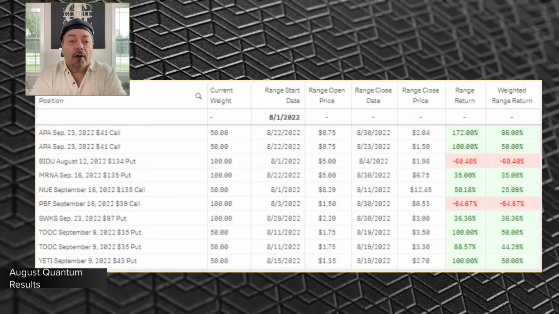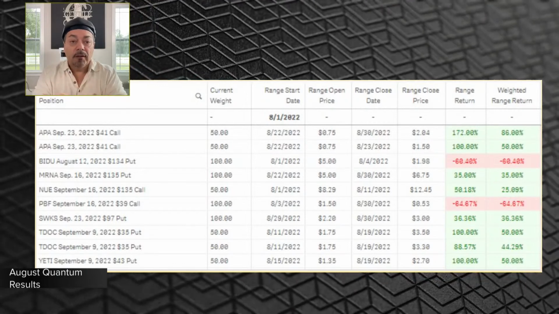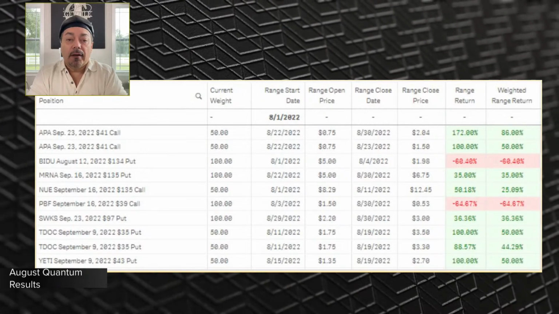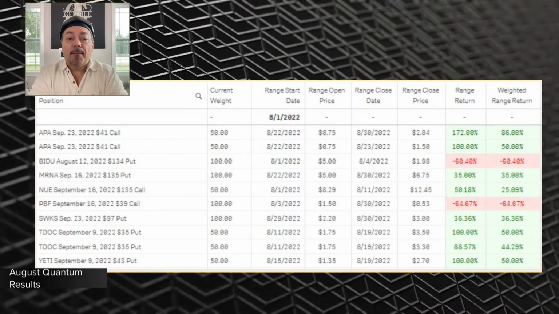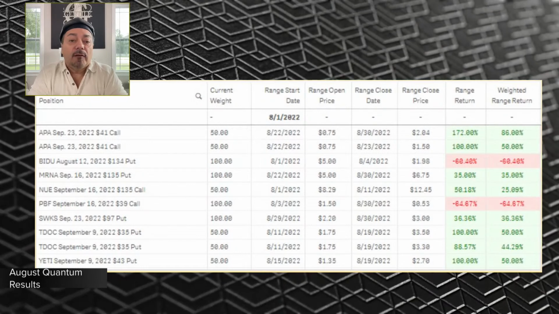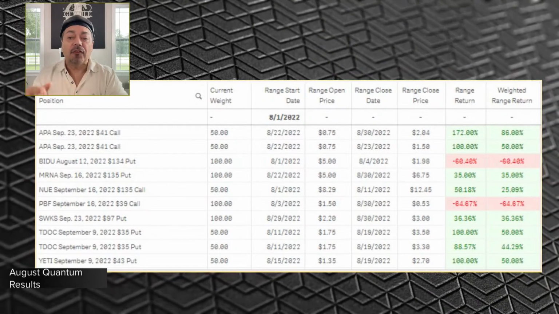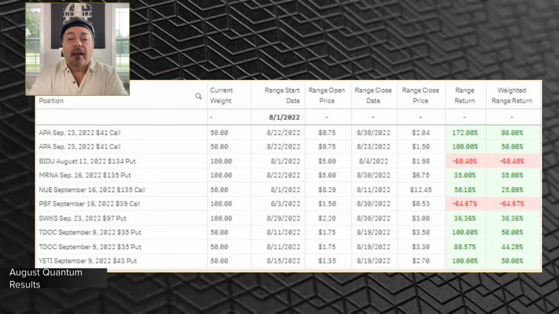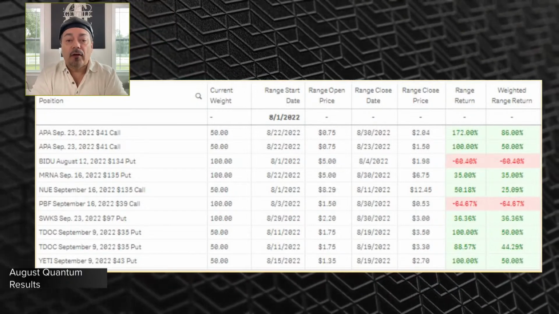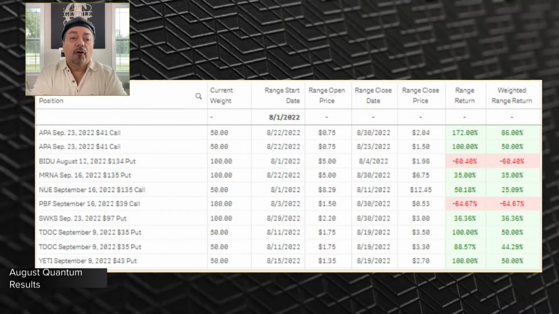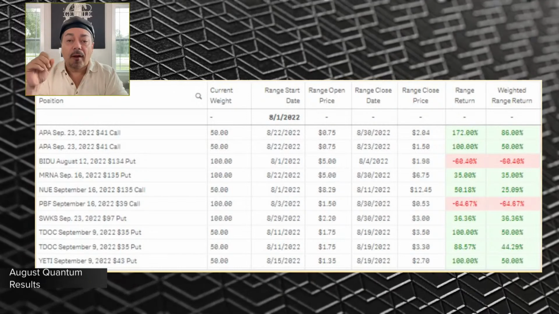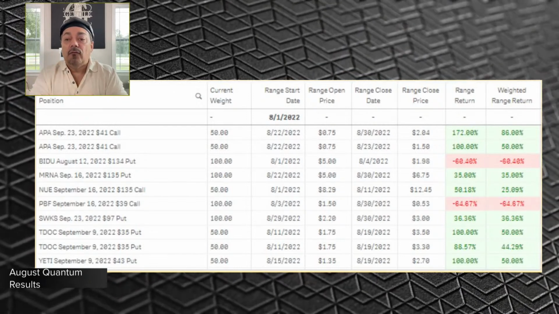So let's just go across the top. You've got your position, obviously. Now, current weighting means what we have left on this position. So, for instance, with APA, it shows a current weight of 50%. That's because we've already taken 50% off, okay? And then if you see Baidu at 100%, we've taken 100% of that position off the table. So, going across, you'll see start date, open price, close price, and returns.